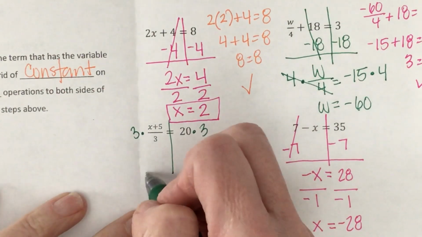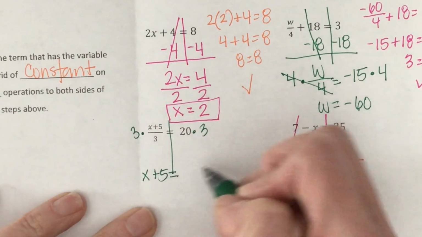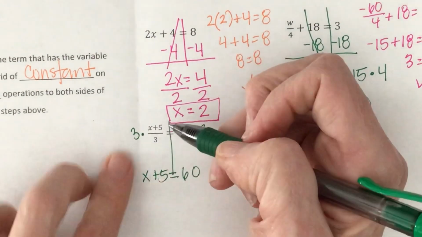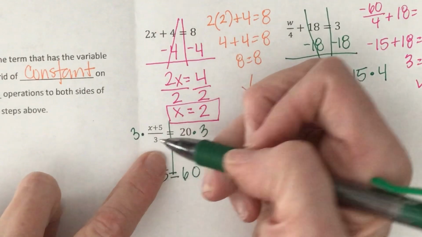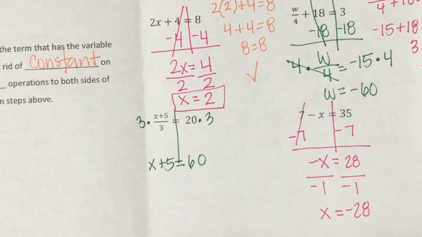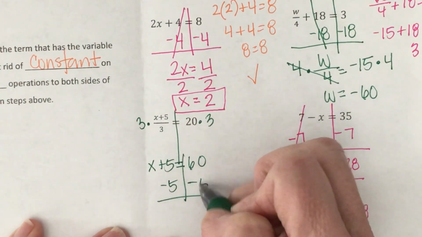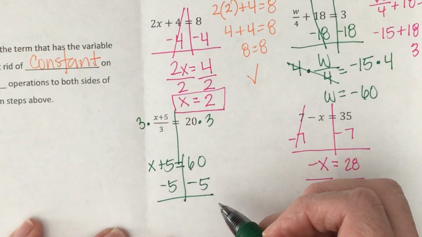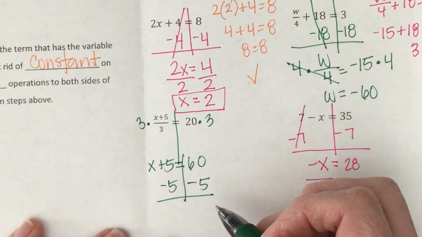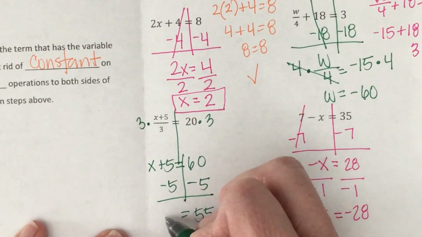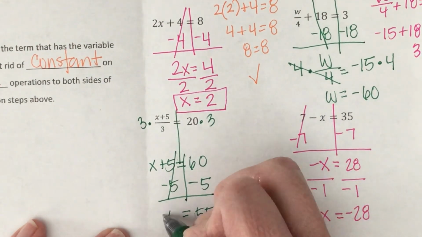Okay, what I'm left with is x plus 5, and 20 times 3 is 60. Because remember, this is really 3 over 1, so it's just 3 divided by 3, we're left with 1, and we're just left with this. Okay, so I'm going to subtract 5 from both sides. So I get 55. These are 0 now, so I have x equals 55.